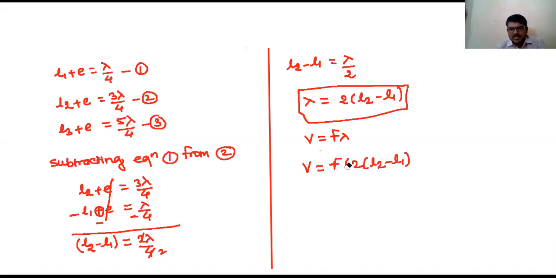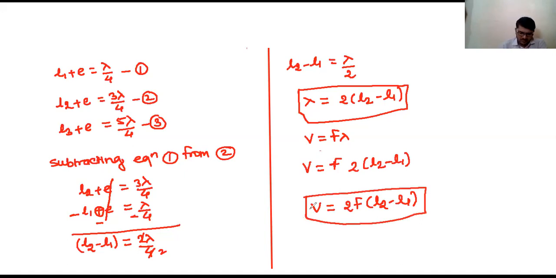I don't need this bracket here. So what will come here? V is F into 2 into L2 minus L1. So I can write the final answer as V is equal to 2 into F into L2 minus L1. This is what? The velocity of sound. We got the velocity of sound here.